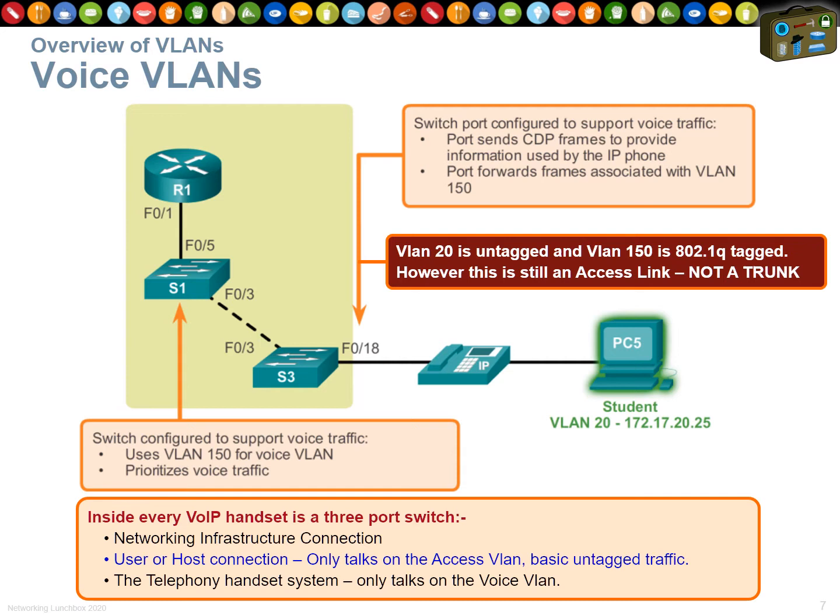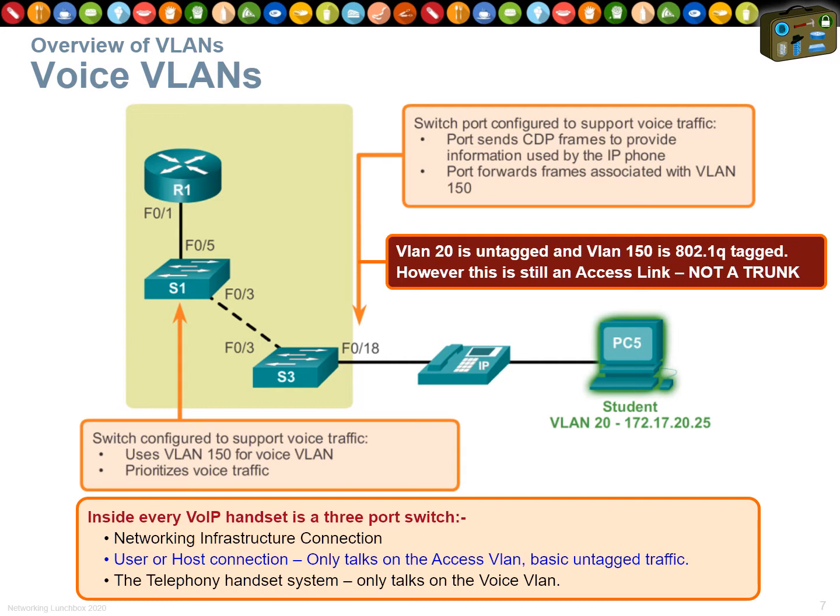So when PC number 5 sends his traffic, it goes through the phone and just ends up at the switch with no tagging information. And the switch says, right, that's user traffic, that's VLAN 20. But when the phone needs to make a phone call, it sends that out with the tag saying, this is voice traffic because I'm tagging it with VLAN 150. The switch will trust and accept that tag because it trusts the phone.